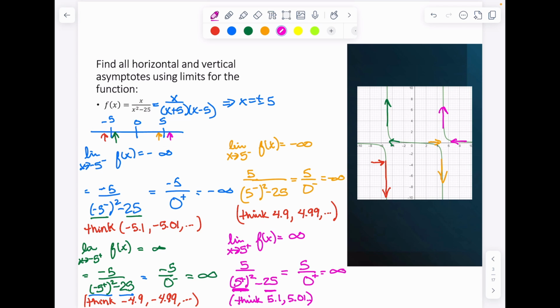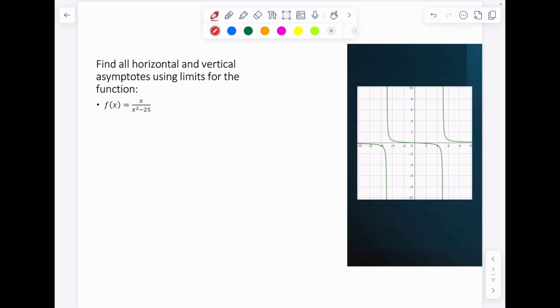So those are my vertical asymptotes that I've shown. By definition, if the limit of your function goes to positive or negative infinity when x approaches a certain value, then you have a vertical asymptote. So we've just shown that. Now let's look at that horizontal asymptote. Horizontal asymptotes are all about end behavior. That's the limit as x approaches positive or negative infinity. What number does your function approach?